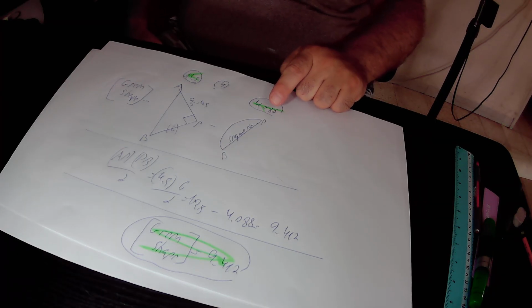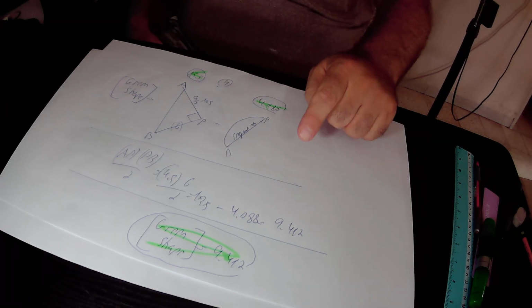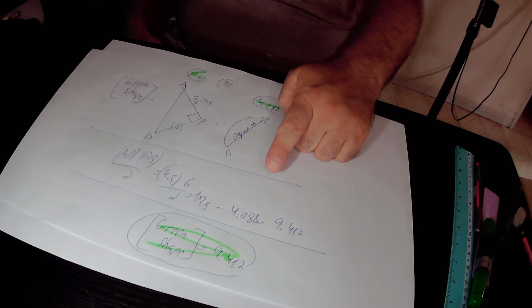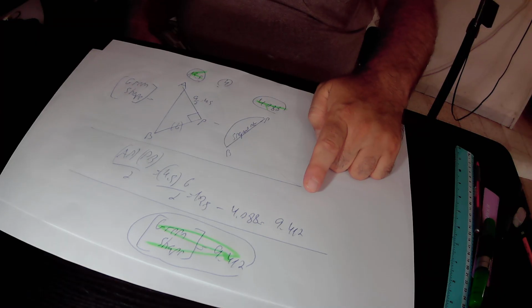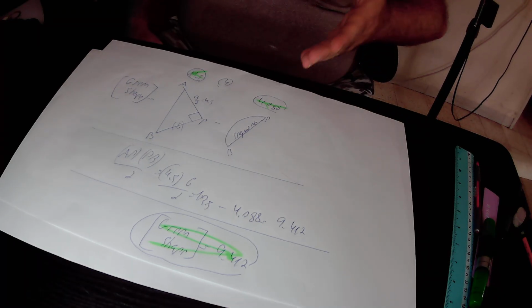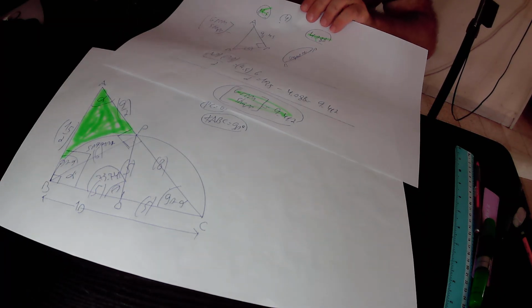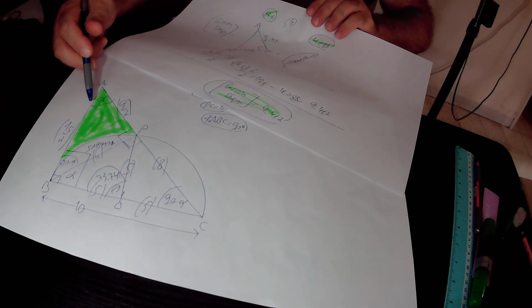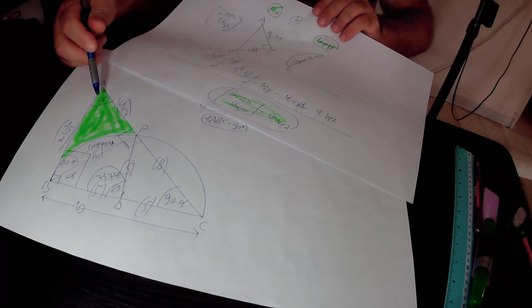We already found out that the area of segment BP equals 4.088 square units in its size. And 13.5 minus 4.088 is 9.412 square units in its size. In total, the area of this green shape that we are looking for in this question is equal to 9.412 square units in its size. We finish with the first question.